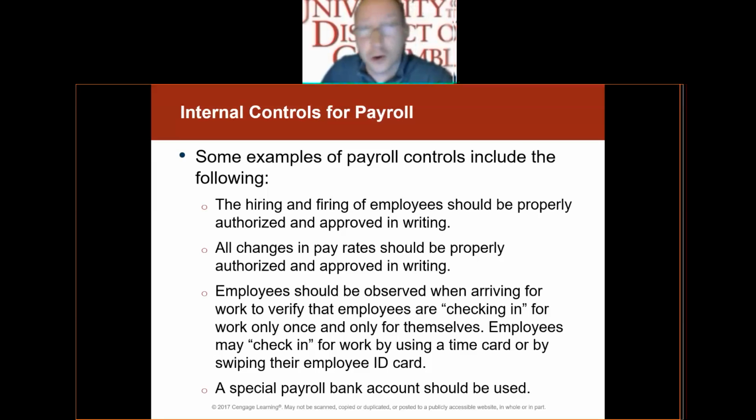Okay, internal controls. You all know I'm big on internal controls, so this is important. You need to have internal controls. The hiring and firing process of employees should be properly authorized and approved in writing. In other words, have a contract for your employee, clearly telling them how much they're going to get paid, how many hours are expected to work. It's basically like a contract, right? It's just clear definition for the employee. It also helps you legally.